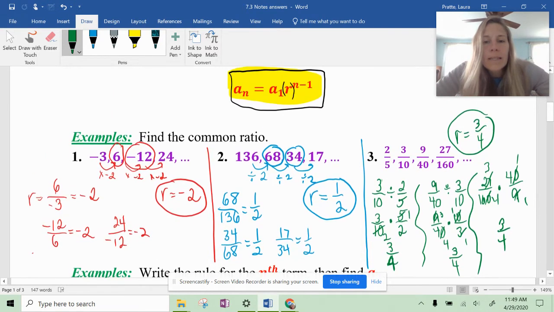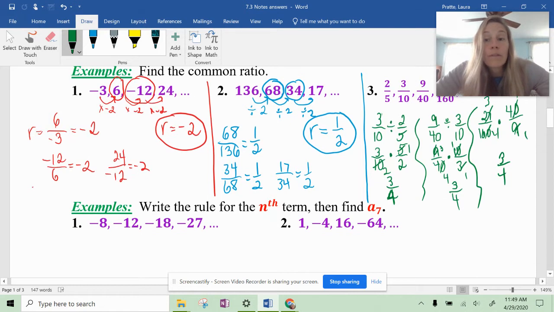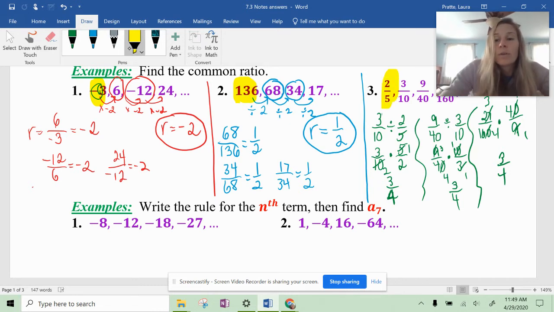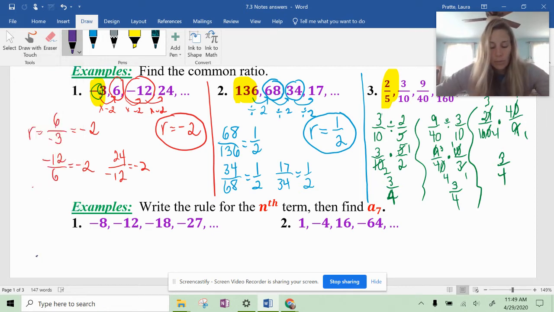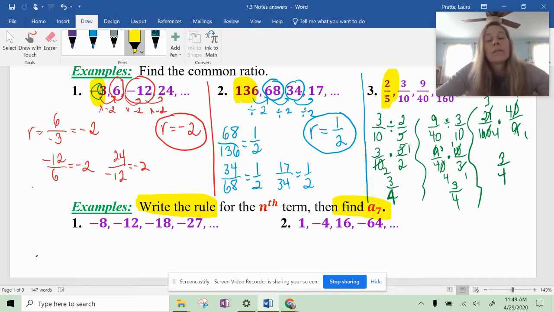Now, as far as the a sub 1, if they're giving you the sequence, the a sub 1 is obviously the first number. Same thing as yesterday with the arithmetic sequences. That first number in your sequence would be your a sub 1, so nothing's changed there. So when we move down here to these examples, we're going to write a rule for the nth term, and then we're going to find a sub 7. So writing the rule, then finding a sub 7.